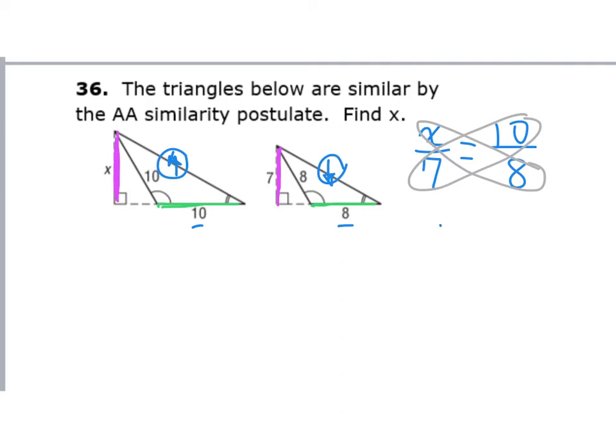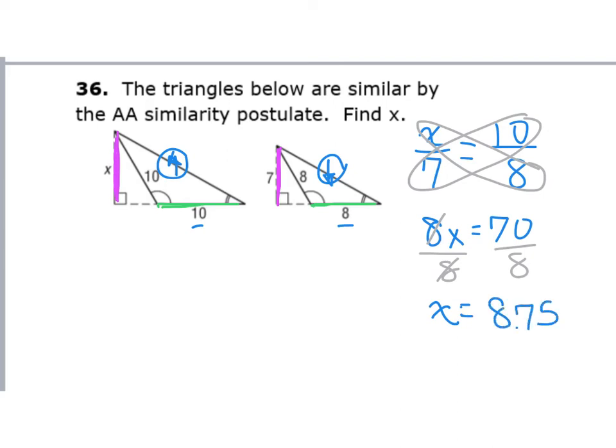When I cross multiply, I get 8x equals 70. Divide both sides by 8. And x equals 70 divided by 8, which is 8.75. I see no units in my picture, so this is my answer.